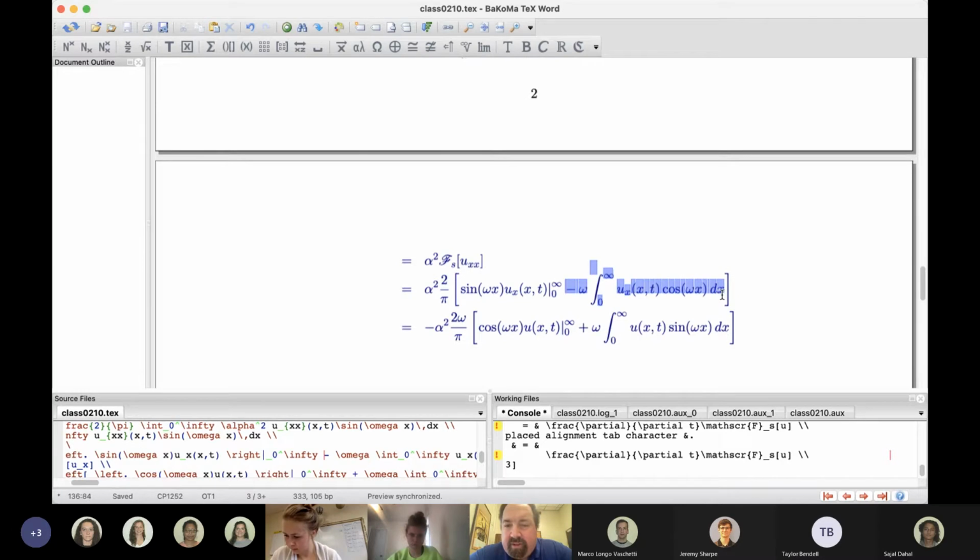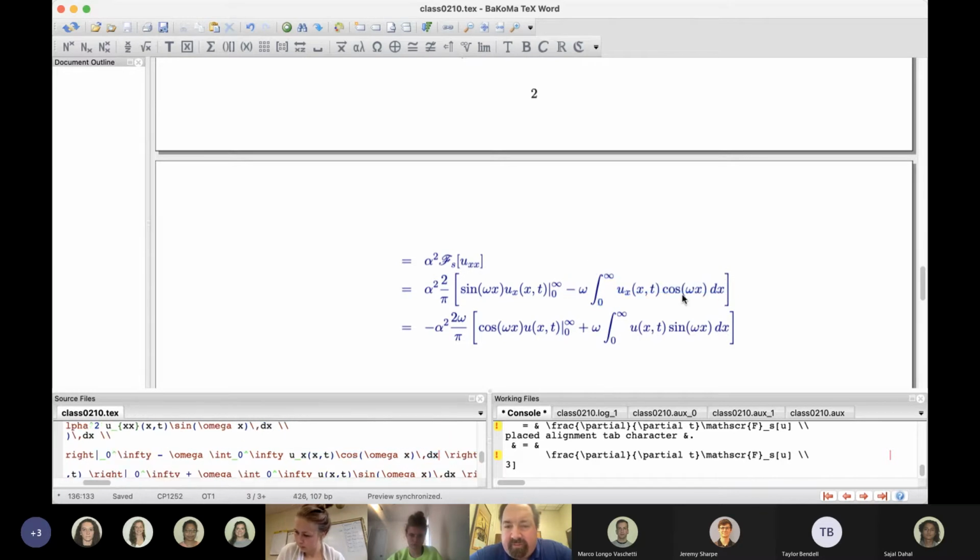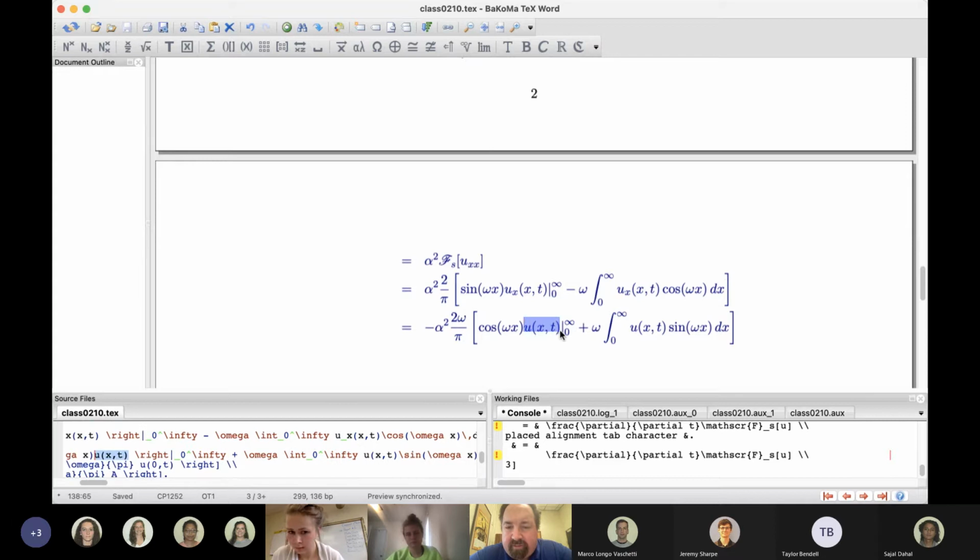Now I need to handle this. The minus omega constant factor, I pull it out. Now I do integration by parts a second time. This is my dv. So v is going to be u of x,t. So that's what I have here. This is my u, so that would go here. So then I have minus the integral of, this is my v, and then this is my du part. I take a derivative of cosine, which is minus sine, which is how this minus becomes a plus. And I have yet another factor of omega.